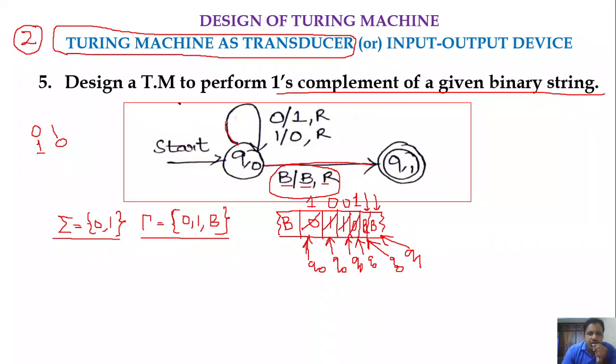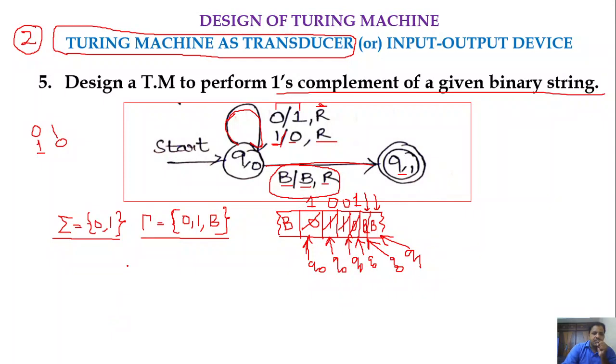See here, Q naught is the initial state. We have a self transition in Q naught. If you get 0 in Q naught, replace that 0 with 1 and move the head towards right, and be in the same state. In Q naught, if we get 1, replace that 1 with 0 and move the head towards right. We will be in the same Q naught until we get a blank. In Q naught, if we get a blank, replace that blank with blank and move the head towards right. In Q1, the Turing machine will halt, since Q1 is the final state, and the string is said to be accepted.